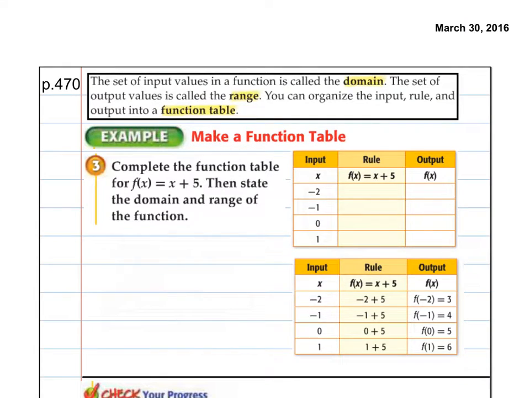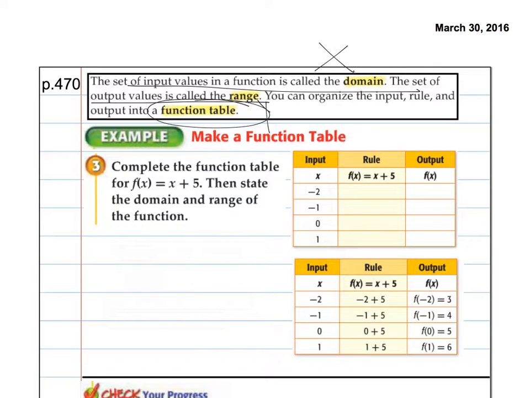So this can be shown in a table. A table shows an input and output, and it shows your domain, which are your values of input. Later on, you'll learn that those are your x values. And your output is going to be your range, and this can be organized into a function table. So we complete the table for the function of x if x plus 5, and then we'll state the domain and range, and I'll show you how to do that.